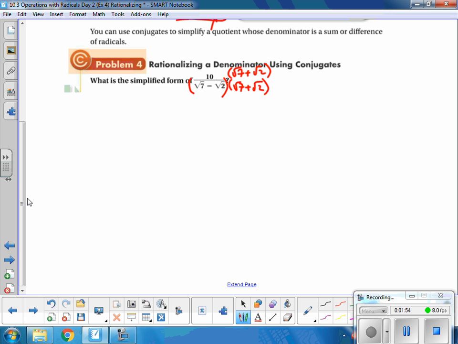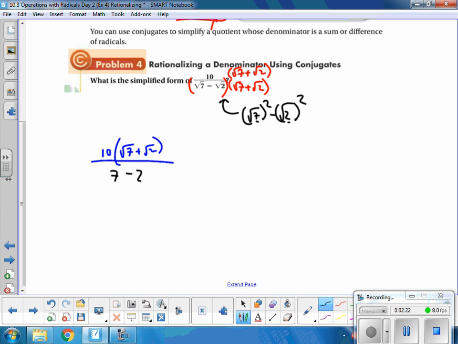And when I do that out, I end up with 10 times the square root of 7 plus the square root of 2 over... Now remember what this ends up playing out over here. This whole thing ends up being the square root of 7 squared minus the square root of 2 squared. And the square root of a squared number is itself, so I end up with 7 minus 2, since the square root of 2 squared ends up being 2. So I can keep chugging along on this.